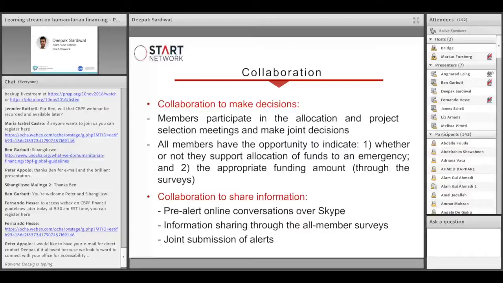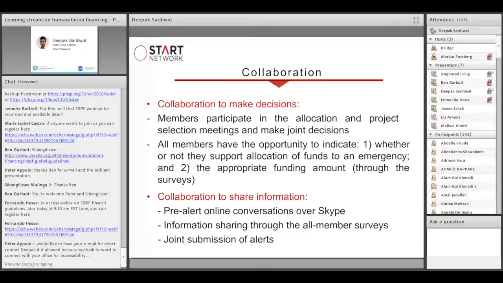And when the fund is alerted to an emergency, there is an online survey where every member has the opportunity to indicate whether or not they support allocation of funds to an emergency and also the appropriate funding amount. So they're all contributing to the decisions that are made for each emergency.